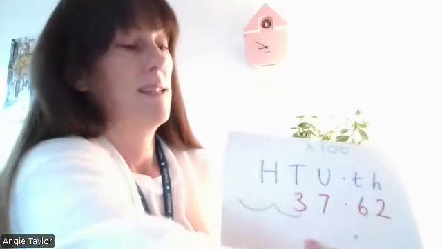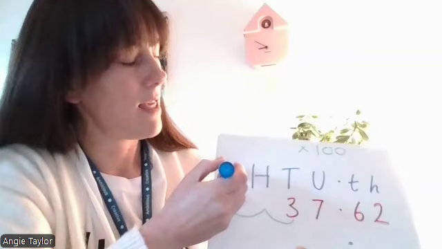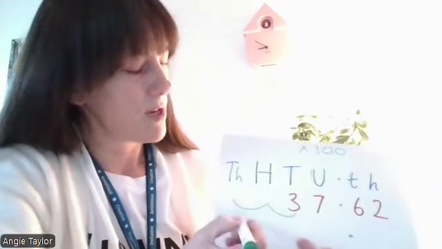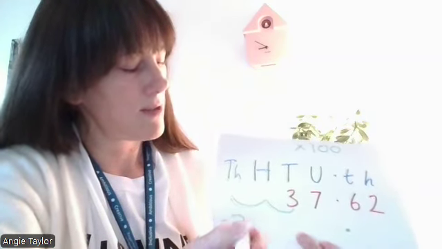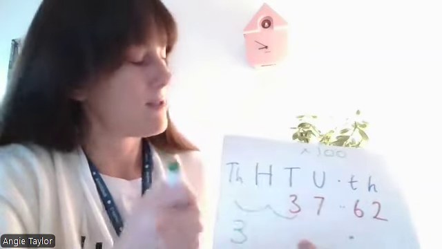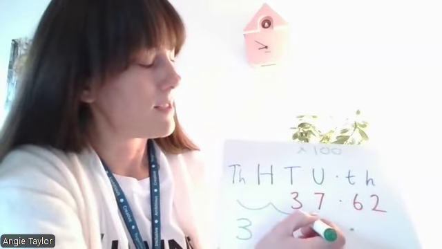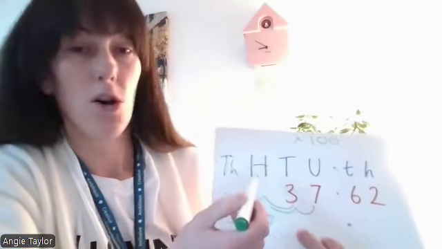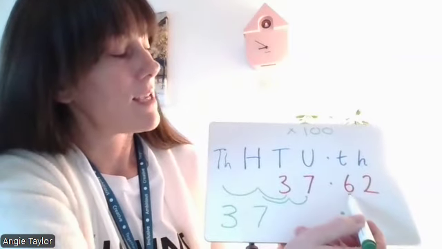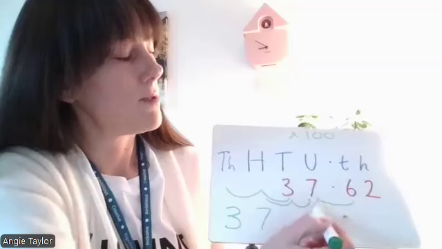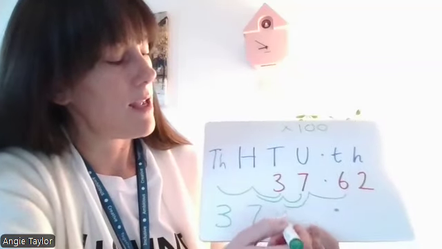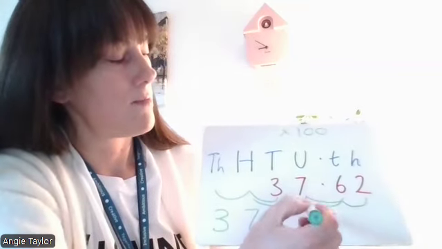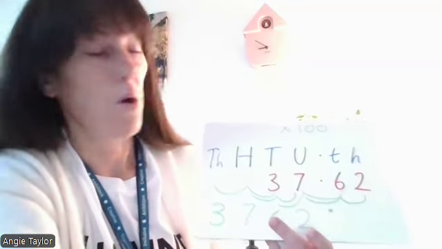Okay, so our 3 is going to move 1, 2. Now I need my column header for this one. It's the thousands column. Okay, put that there. So our 3 moves 2 columns into the thousands. So that 3 is now 3 thousands. Our 7 is going to move 2 columns into the hundreds. So that 7 is now 7 hundreds. Our 6 is going to move 2 columns into the tens, and our 2 is going to move 2 columns into the units or the ones.